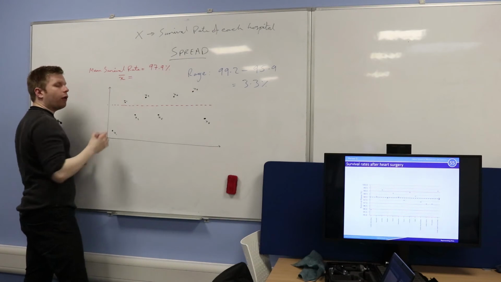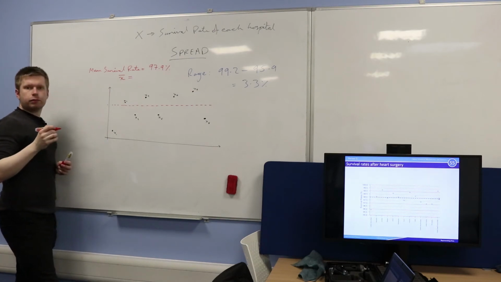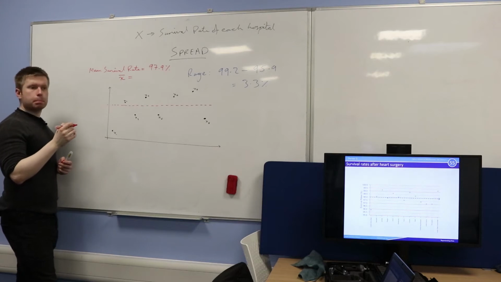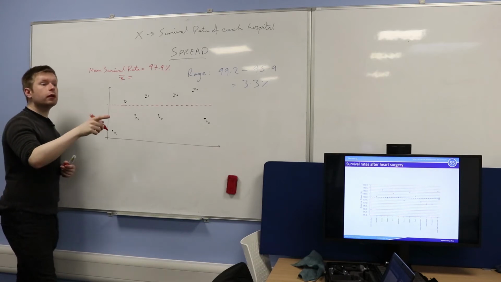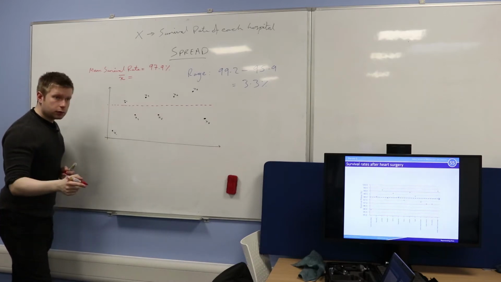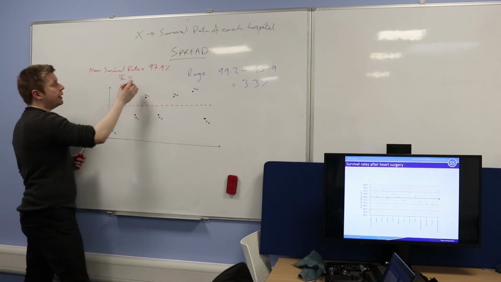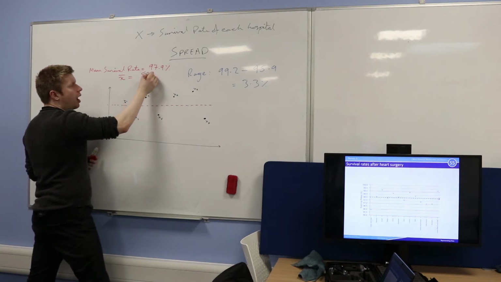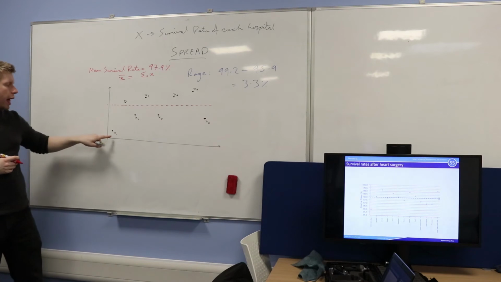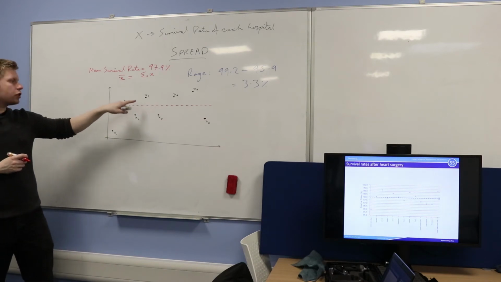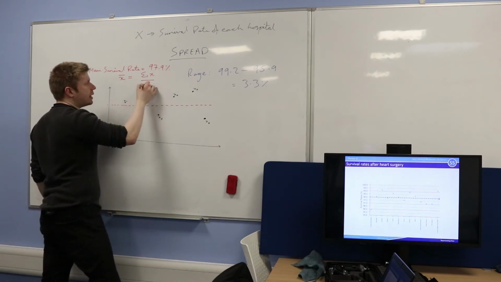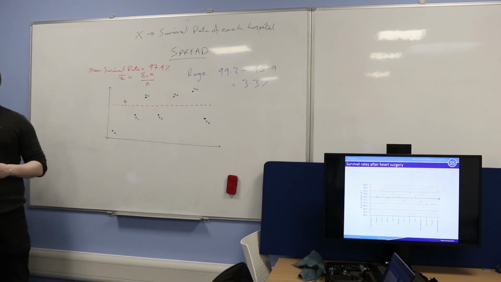And how do I work out the mean? The total survival rate, yes, divided by the total number of hospitals. Good, absolutely. So I literally add together each individual survival rate of my hospitals. I sum together each individual X, X1, X2, X3, X4, X5, etc. And I divide it by the number of hospitals which I have.